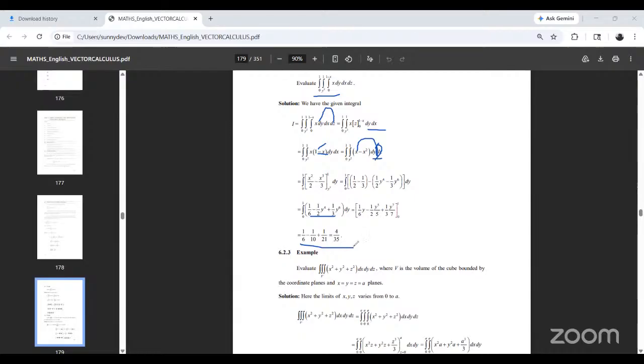Then we are getting 1 by 6 minus 1 by 10 plus 1 by 21. So that is equal to 4 by 35.